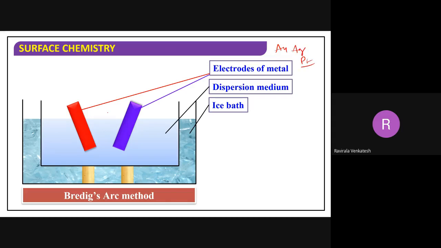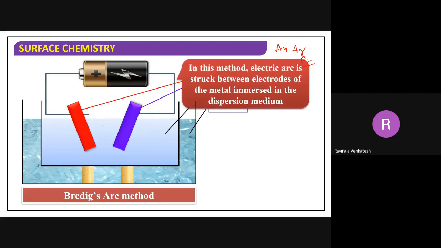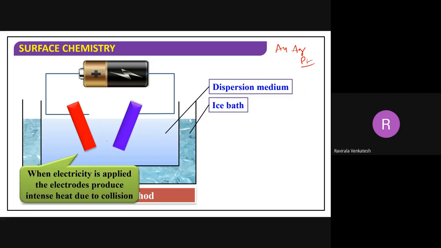Anode and the cathode I have taken like this. Now, in this method, an electric arc is struck between the electrodes of the metal immersed in the dispersion medium. When these two touch each other, electricity is applied, as if you are applying some battery over here. So what happens when electricity is applied?